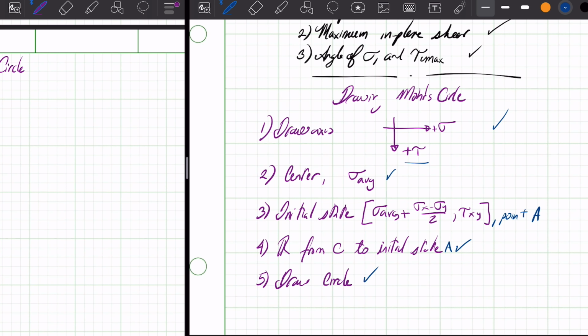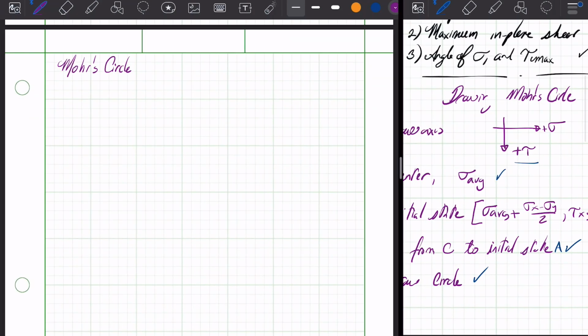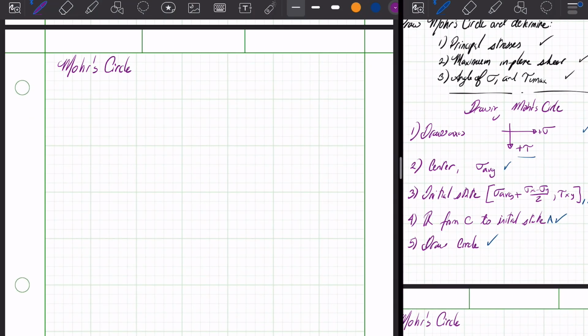From there, we're going to identify what the principal stresses are, what the angles are, and what the maximum shear stress should be. So first I'm going to complete the first step, which is to draw the axis system. I'm going to draw a vertical axis. Notice that this one is going to have a positive tau pointing downward. Then I'm going to draw a horizontal axis, and that is going to be my sigma value for the stress.